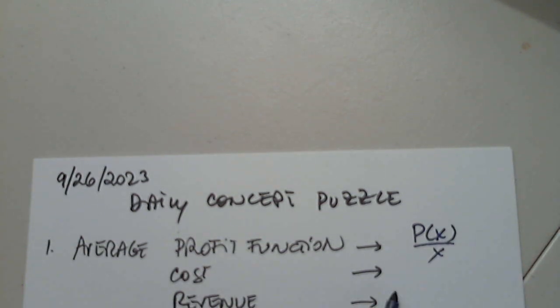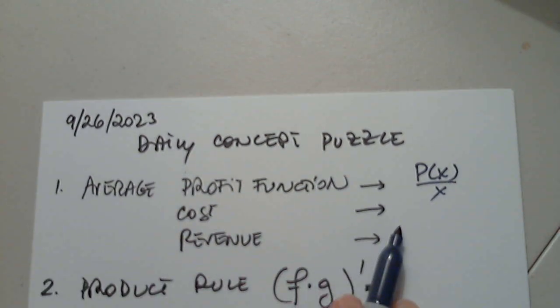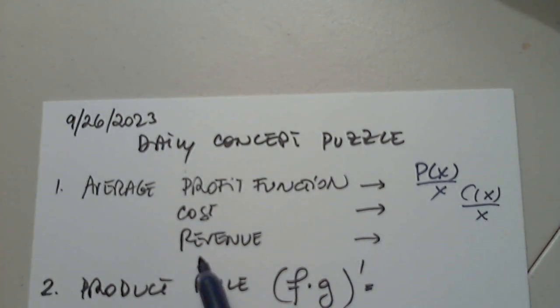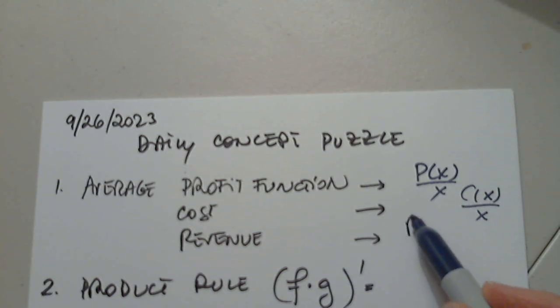The formula for the average cost, please. C of X over X. C of X divided by X. And finally, for the revenue. R of X over X. Excellent. Brilliant. Thank you very much.